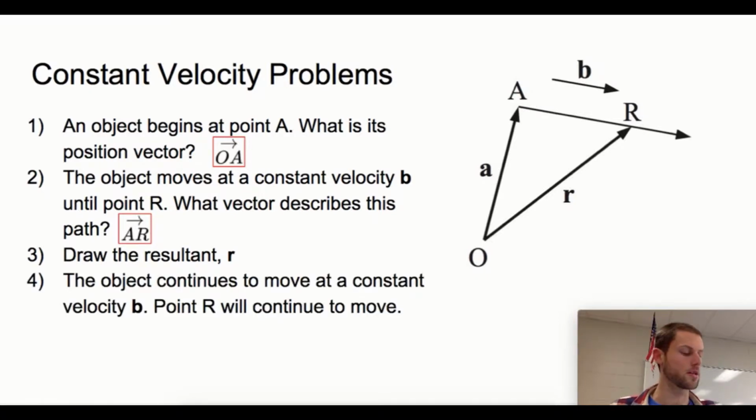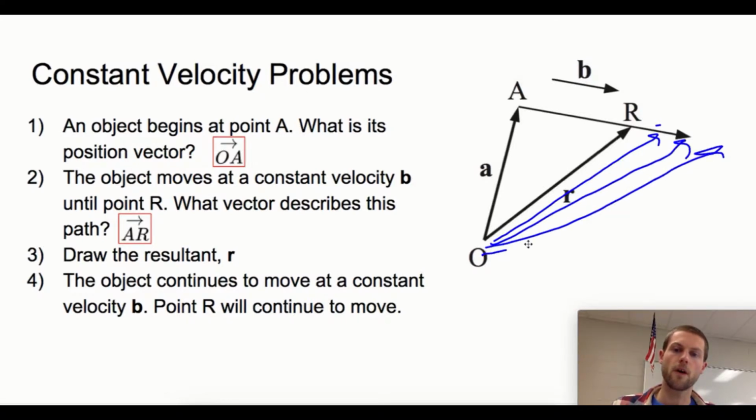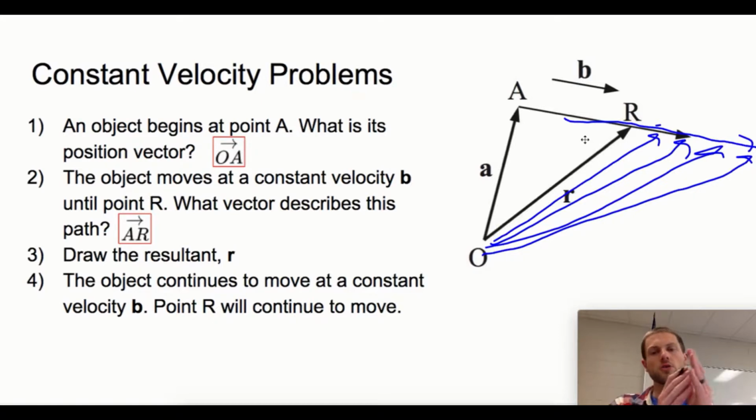And the object really will continue to move. It's moving at this velocity, and we can imagine this being a boat or a plane or something like that. We are continuing to move at this constant velocity in this direction. So really R is going to keep changing. You can maybe even see that this resultant is going to become longer and longer in a different direction as this particle keeps moving on and on. This resultant is going to stretch and move and move.